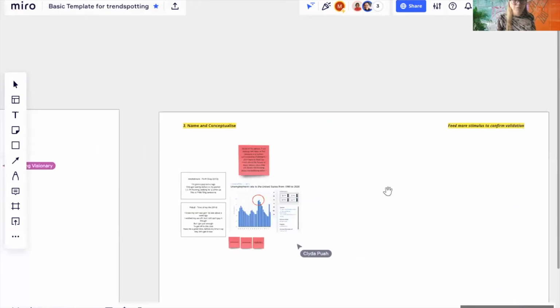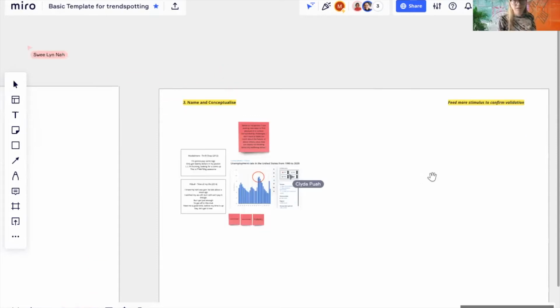And you keep feeding, you explore, you feed more stimulus to confirm validation. So this is an exercise that you do maybe weekly with your team, maybe monthly, and then you will see that you will be adding more and more articles to one cluster, and the other cluster might be becoming skinnier and skinnier. That might be an indication of a trend that is dying or fading out, and on the other hand, of something that's growing and becoming more relevant.